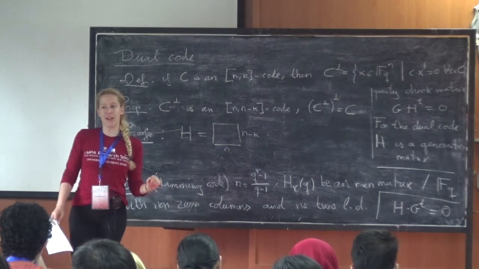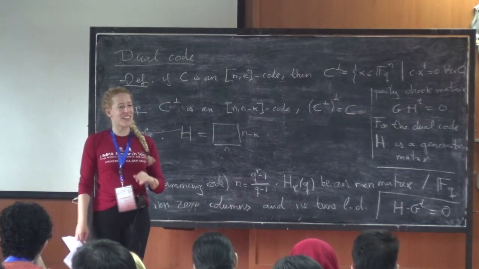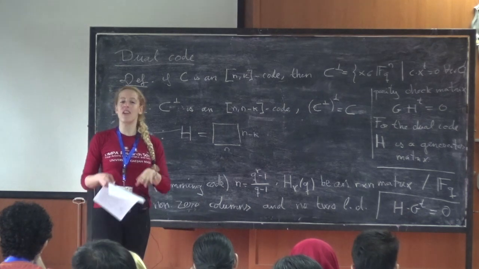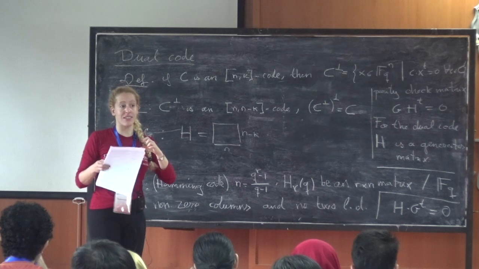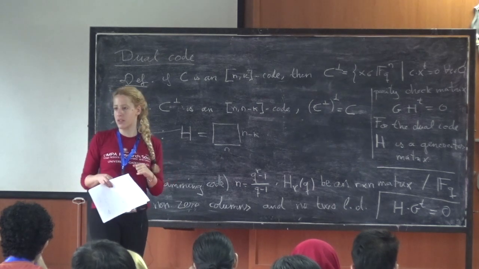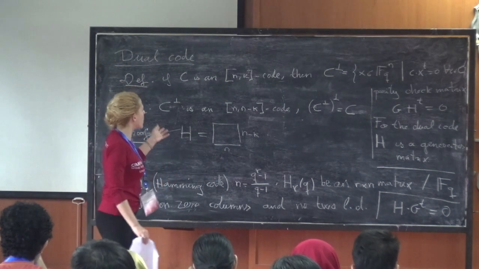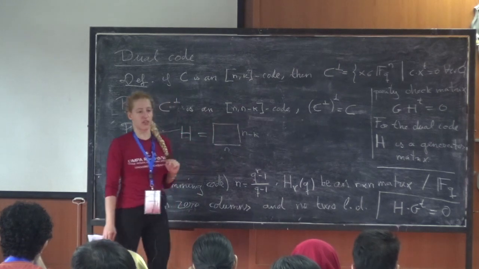Can I say anything about the distance? Actually no, it's kind of difficult. So I mean we don't have a nice expression or formula for determining the distance of the dual code in terms of the distance of the original code. But well, at least we have the length and the dimension.